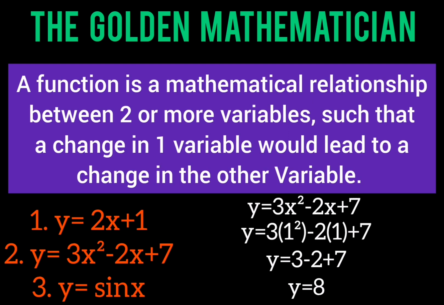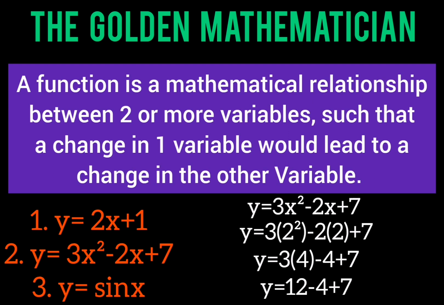But the moment we change our x from 1 to another number, let's say 2, you notice that our value for y is also going to change. So let's try it out and see what our value for y is going to be. By the time we change our value of x to be 2, we would have y is equal to 3 times 2 squared minus 2 times 2 plus 7. That is, y is equal to 12 minus 4 plus 7, which is equal to 15. You can see that our value for y changed the moment we change our value for x. So that's just the whole idea of functions.